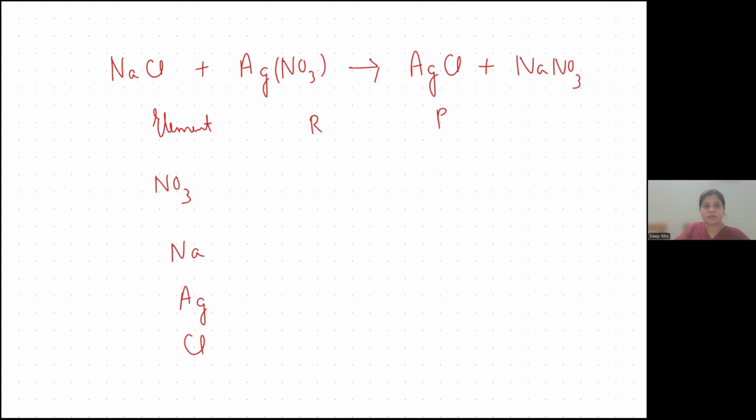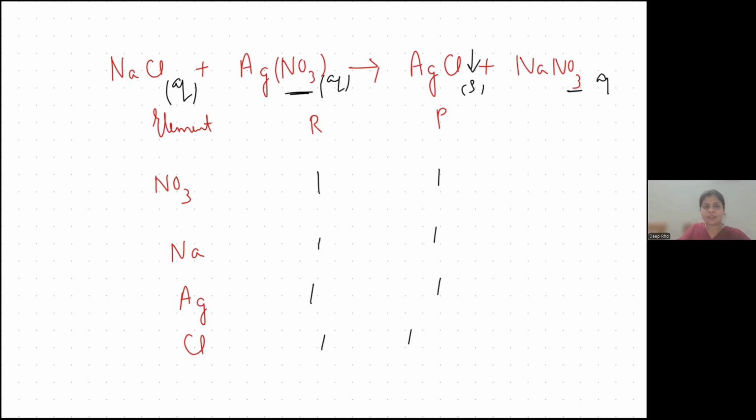So, element, reactant, and product. Let's balance it. So, NO3, let's balance it first. 1, 1, sodium is 1, silver 1 on both sides, Cl. So this is already a balanced equation. Let's write it completely by writing the states of the reactants as well as the products. So this is solid. Whenever we get a precipitate, we assign a downward arrow to represent the precipitate. Yes, so this is balanced.